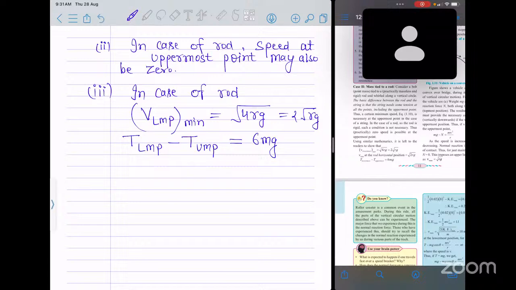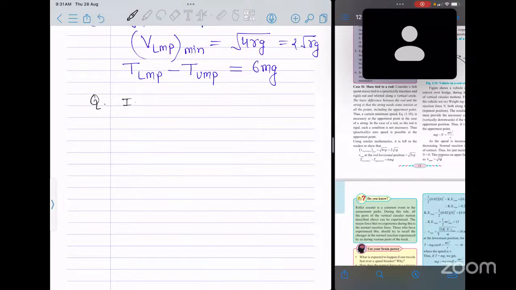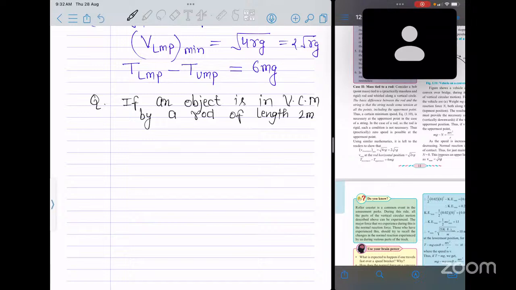Say yes or no. The question will be straightforward. Let me write it down. The question is: if an object is in vertical circular motion by a rod of length 2 meter, find minimum possible speed at lowermost point.